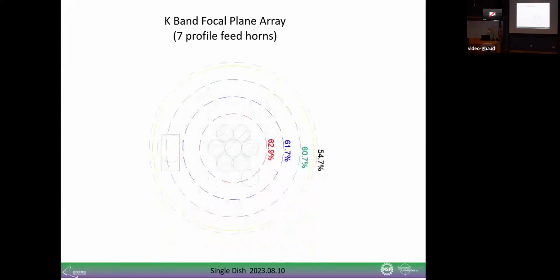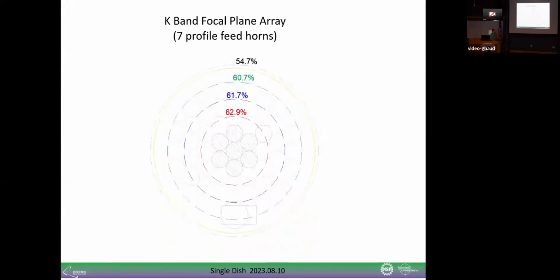dewar. And so the focal plane array, the K band, is one of our first multi-feed receivers. And as you can see, it's a 7-beam receiver. This is the 2-foot turret hole. And as you notice, the efficiency is a little lower because we use the profile horn instead of the linear horn. But you can see you can add feeds and receivers within the turret hole and not lose much efficiency.